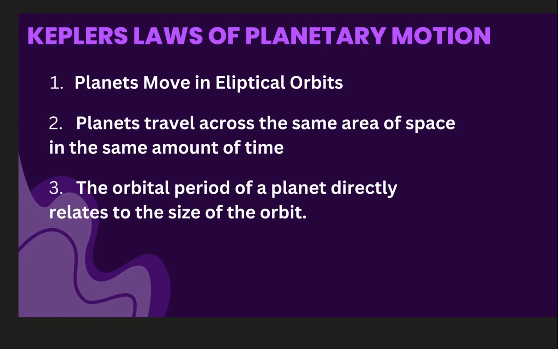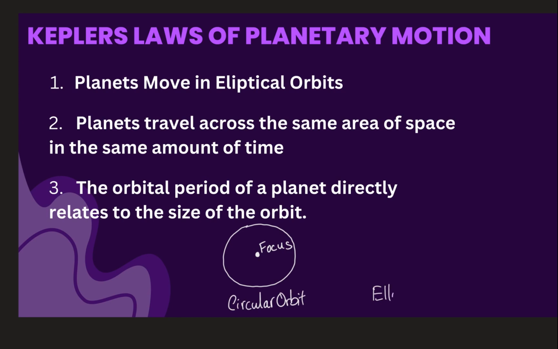Kepler introduced three laws of planetary motion. The first law was that planets move in elliptical orbits. Now, the difference between a circle and an ellipse is that in a circle, at the center of that circle, we would have what we call a focus. That is the very center of the circle, and then every single distance around that focus is equal, creating a perfect circle. So this would be a circular orbit.